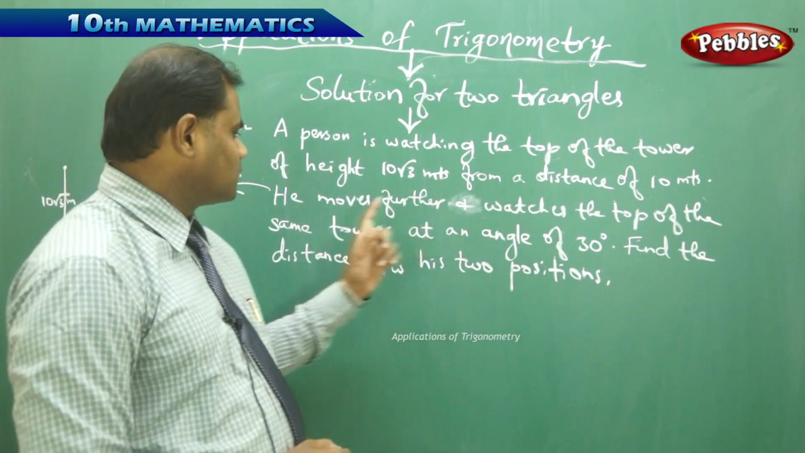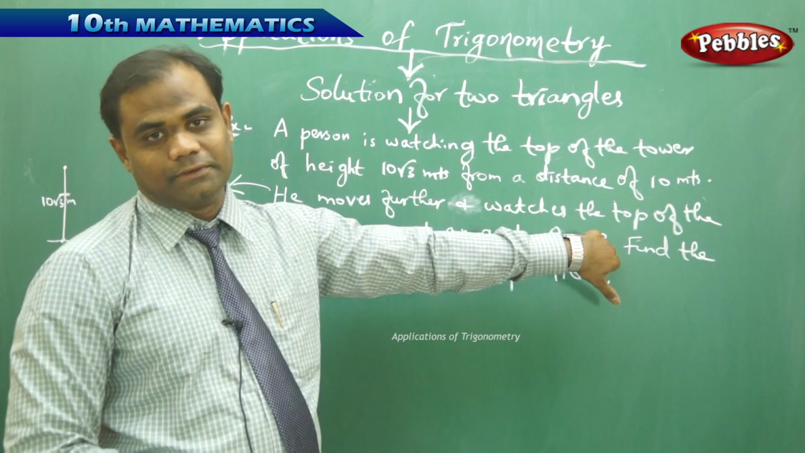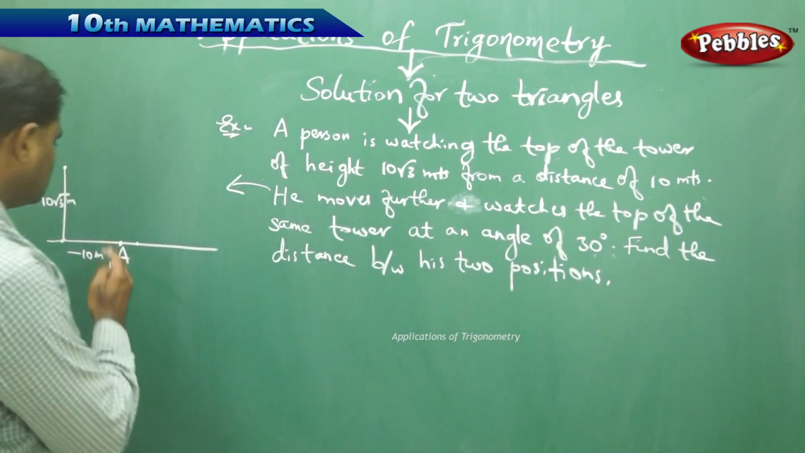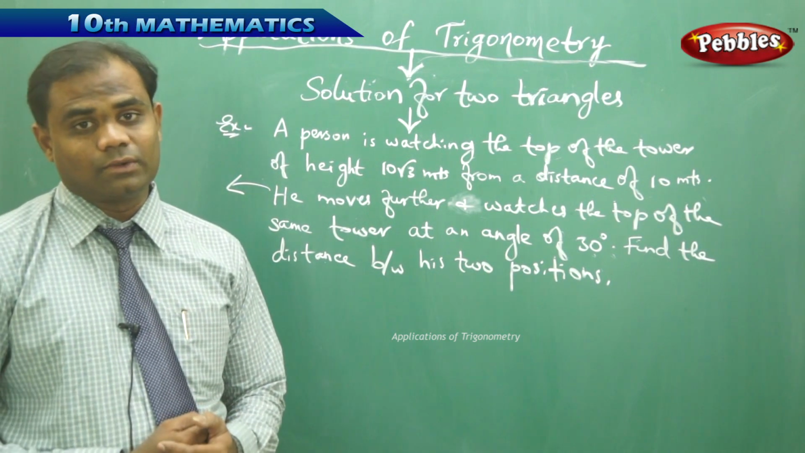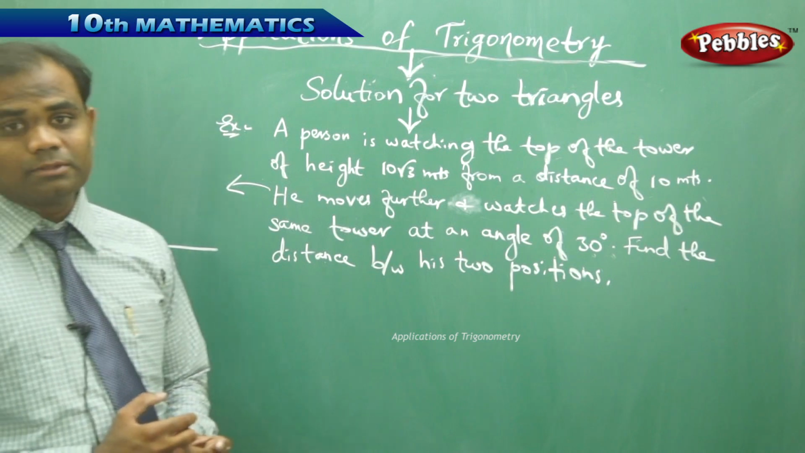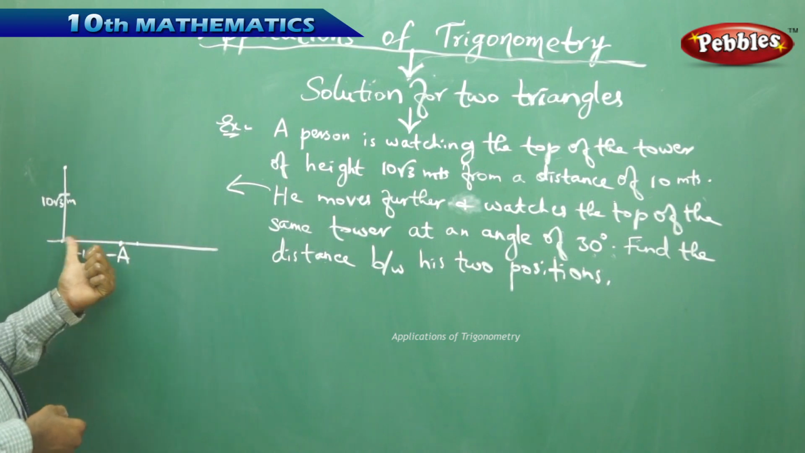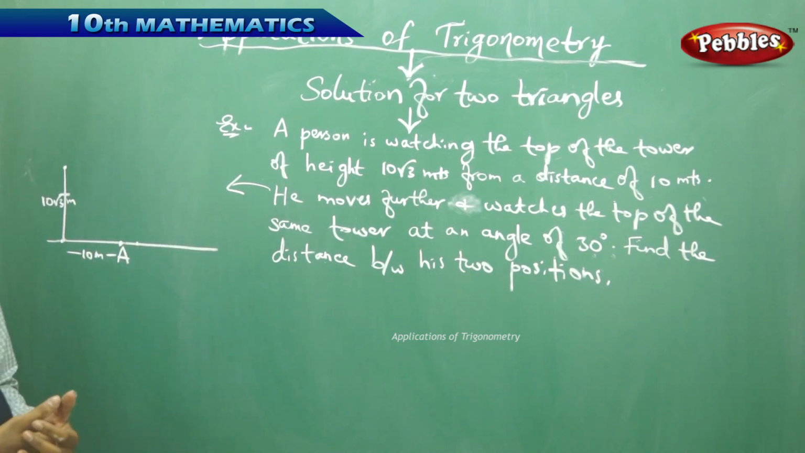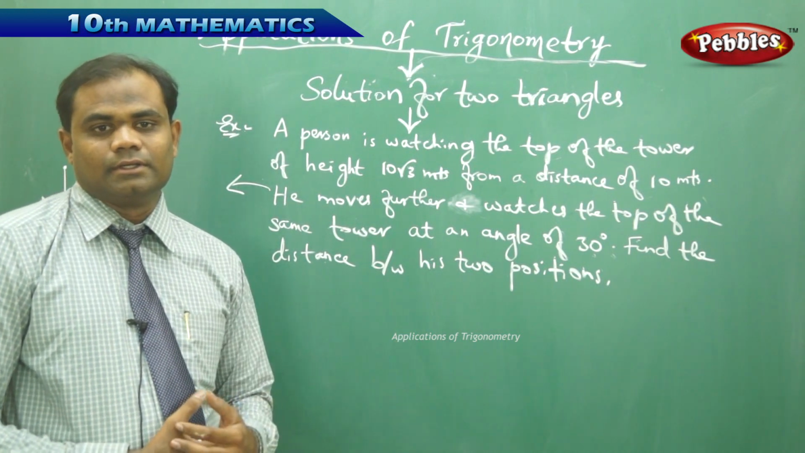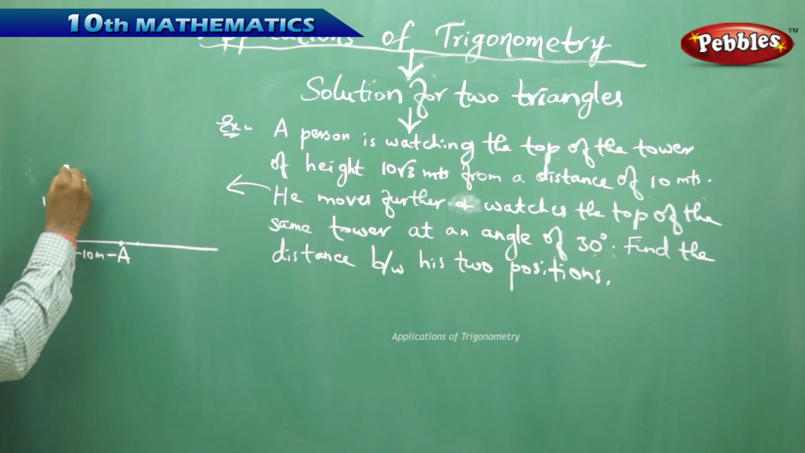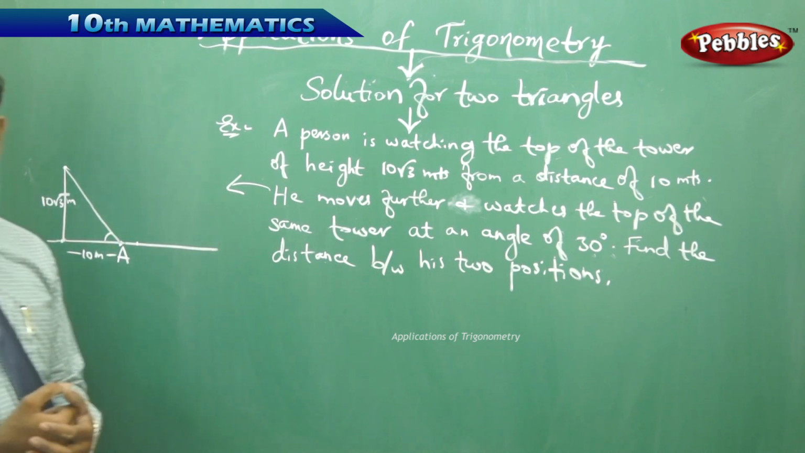And next, it is also given that he moves further and watches the top of the same tower at an angle of 30 degrees. Now we should know whether the person is moving towards the foot of the tower or away from the foot of the tower, which is the biggest question out here. This is a very important mathematical property to identify. So how do we identify this mathematically? In order to do that, initially, because the person is watching the top of the tower from A, let's try to find this angle.